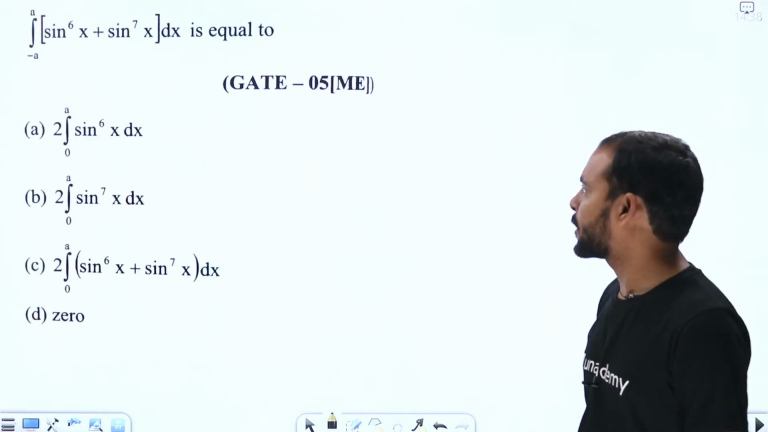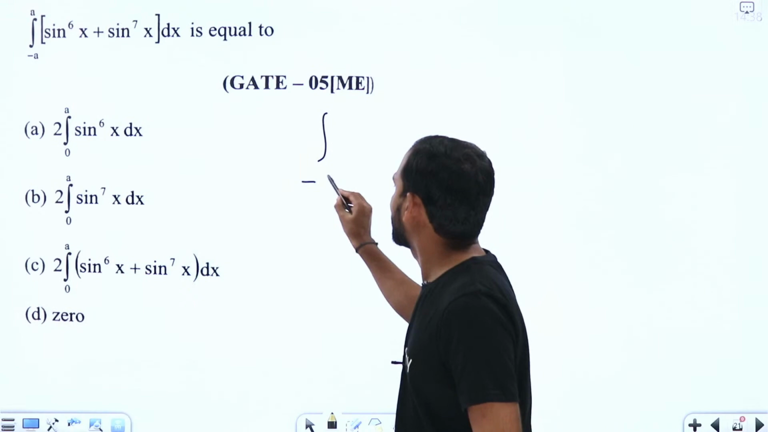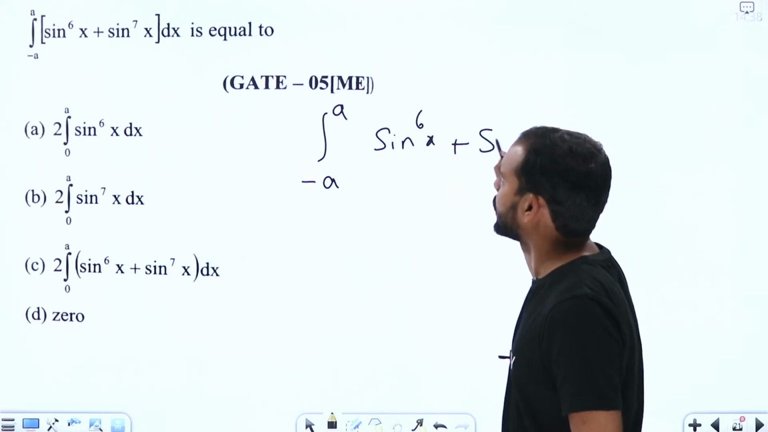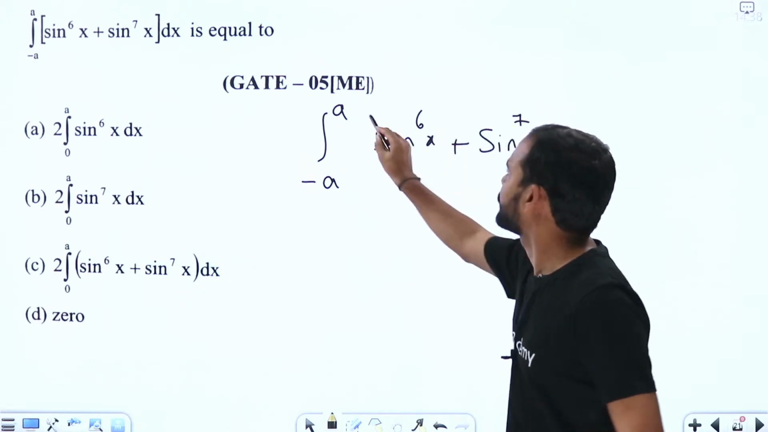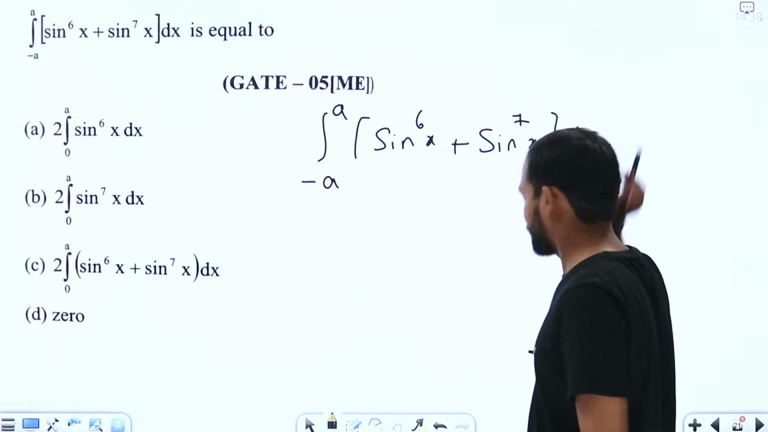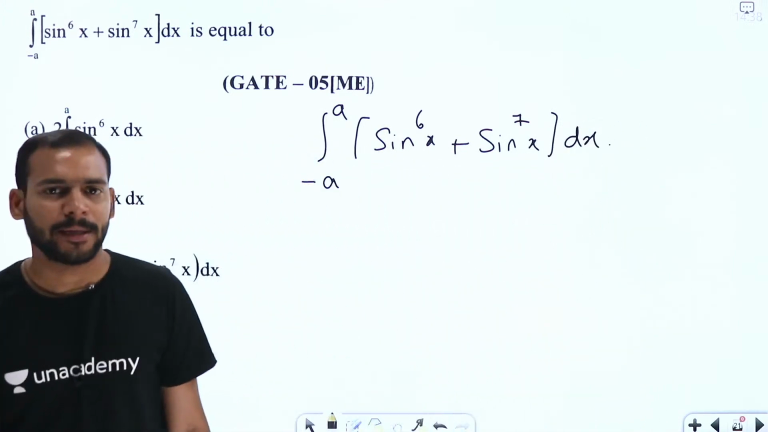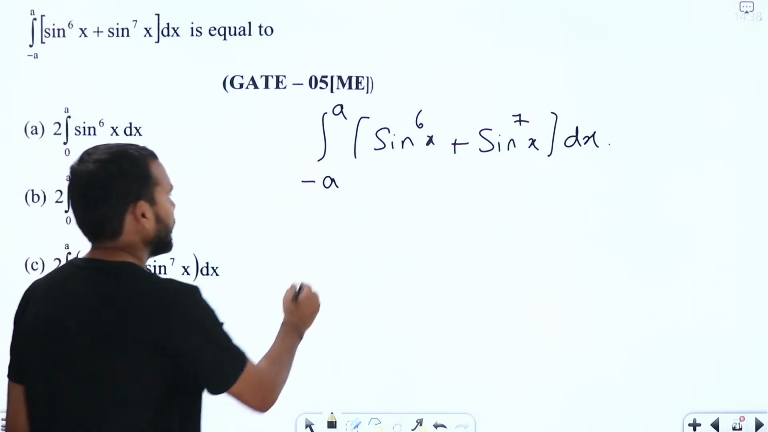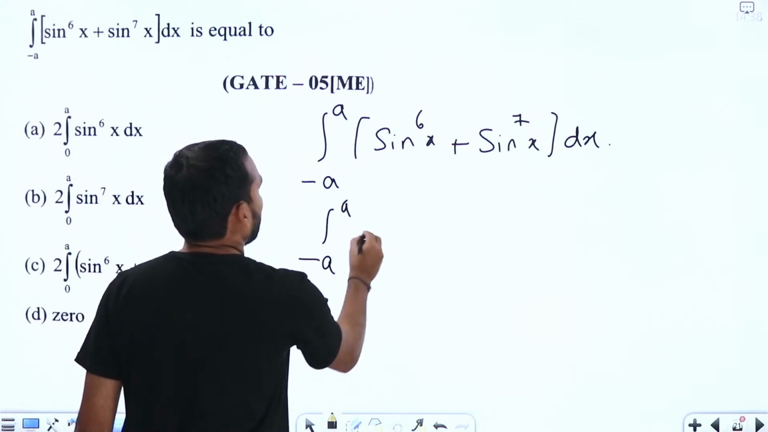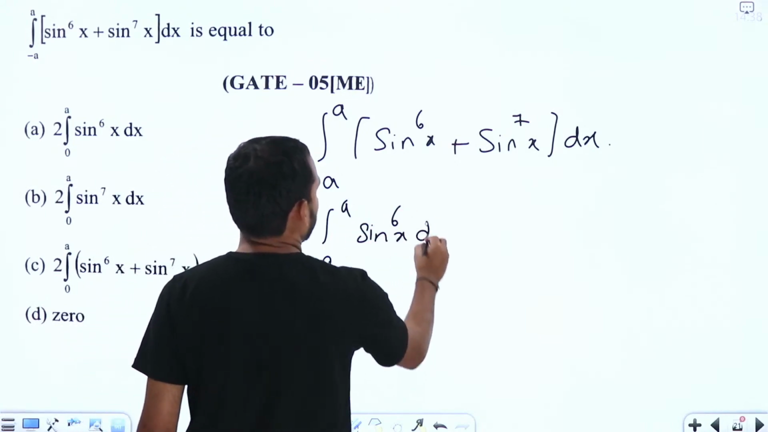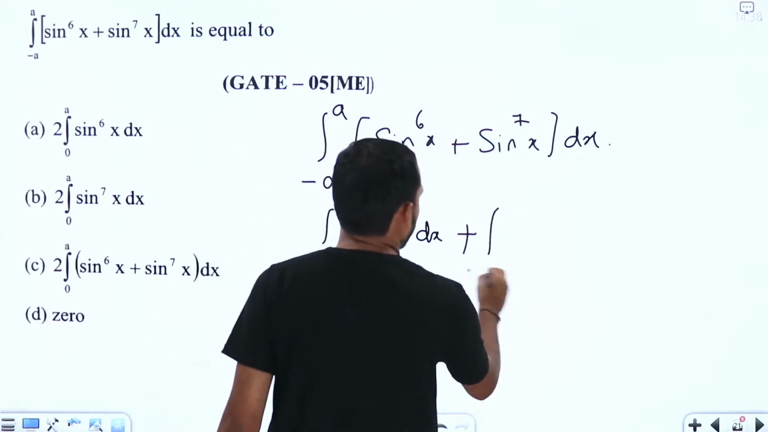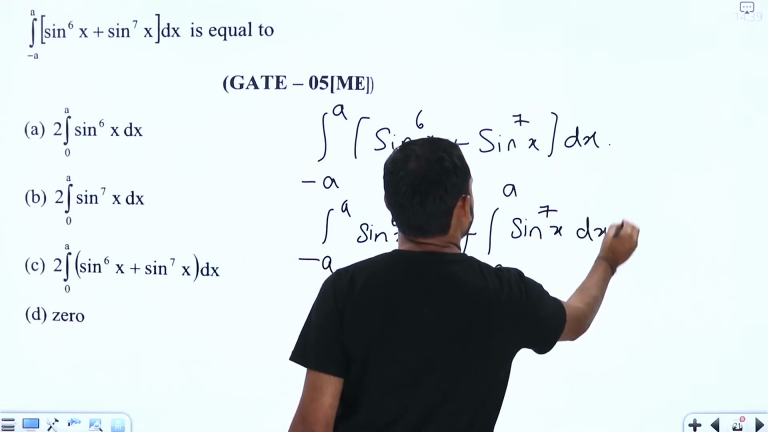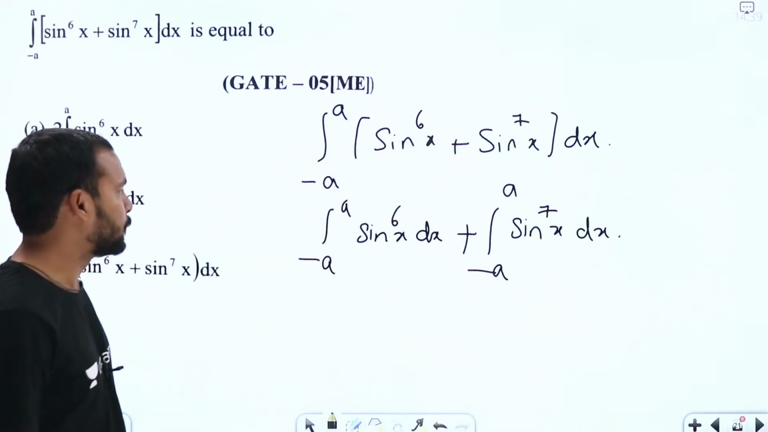Yeah, coming to the next question, guys. So this is the integral from minus a to a of sin^6 x plus sin^7 x dx. Now tell me, guys, what is going to be the answer for this one? Just try to divide this integral: the integral from minus a to a of sin^6 x dx. Similarly, this one is also going to be the integral from minus a to a of sin^7 x dx here, right?